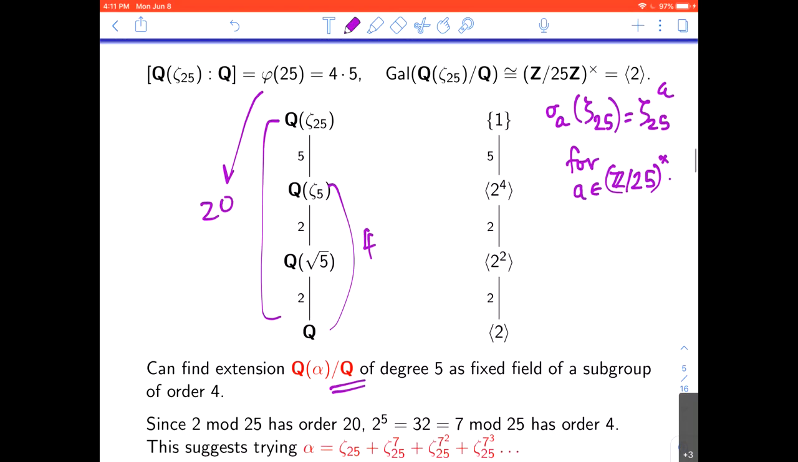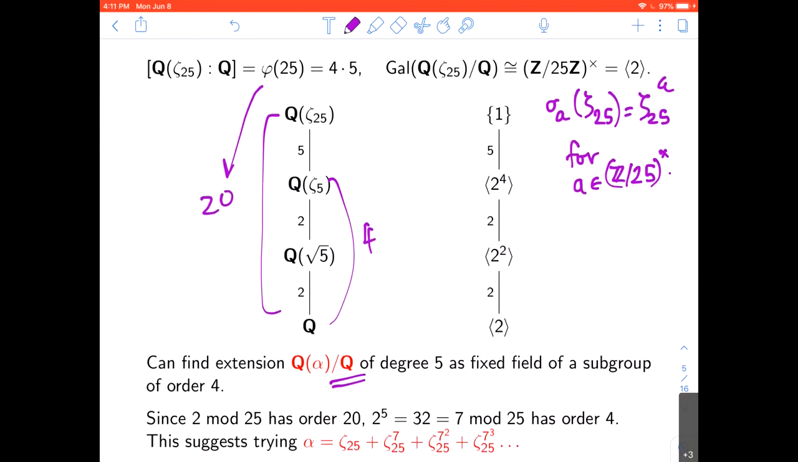And so what we'll do is, if you want to get an extension of degree 5, you need to cut down the Galois group by a factor of 4. And so you look for elements of order 4 in the Galois group. Well, 7 has order 4 mod 25. That's related to the fact that 7 squared is congruent to -1 mod 25. Liang may have mentioned that when he was talking about roots of unity in the p-adics in the first lecture.